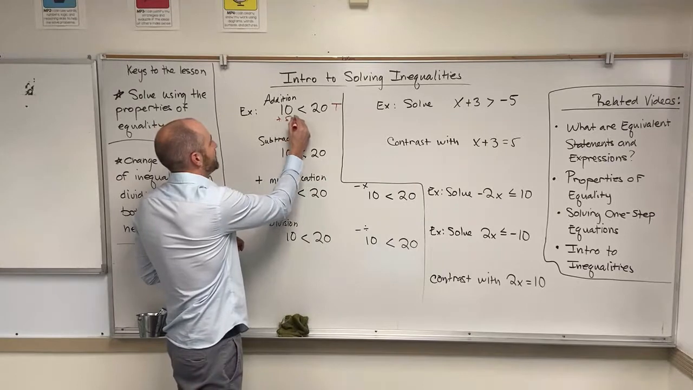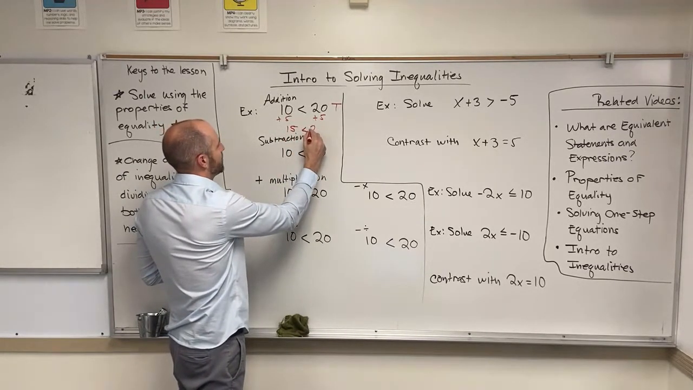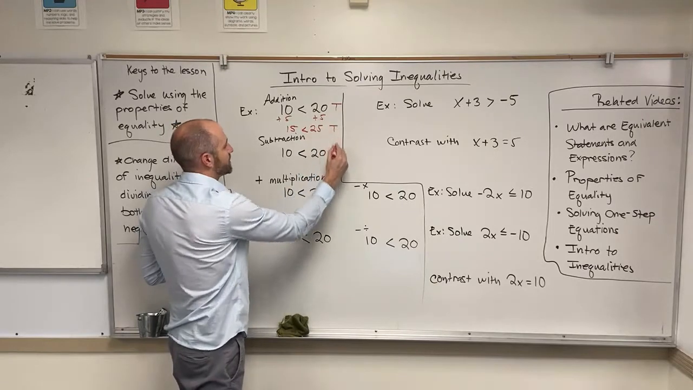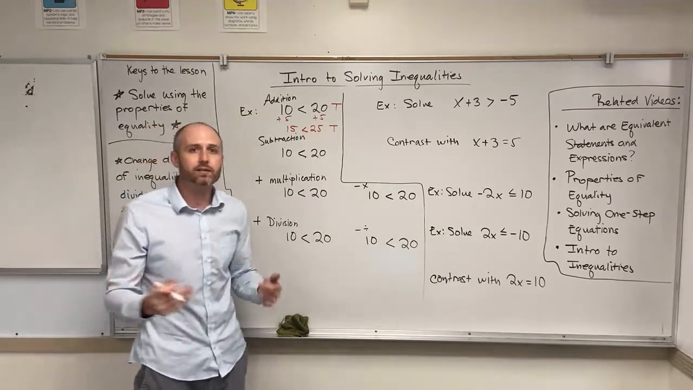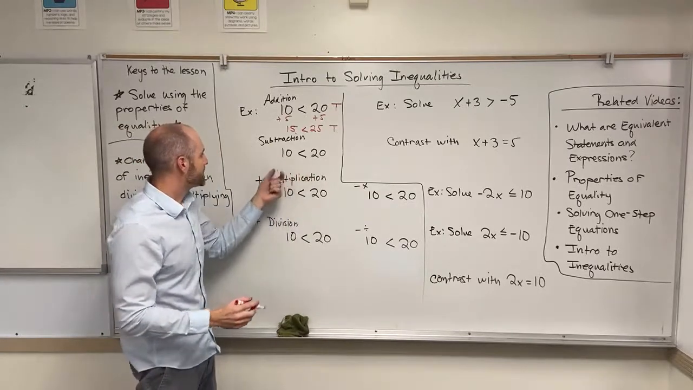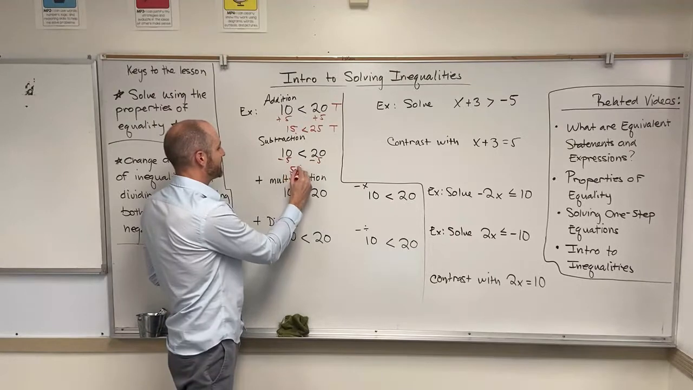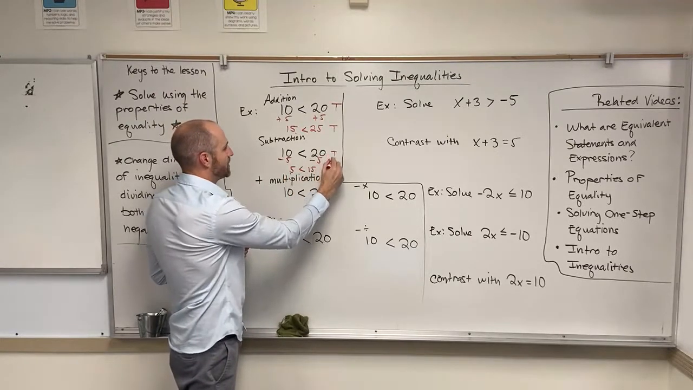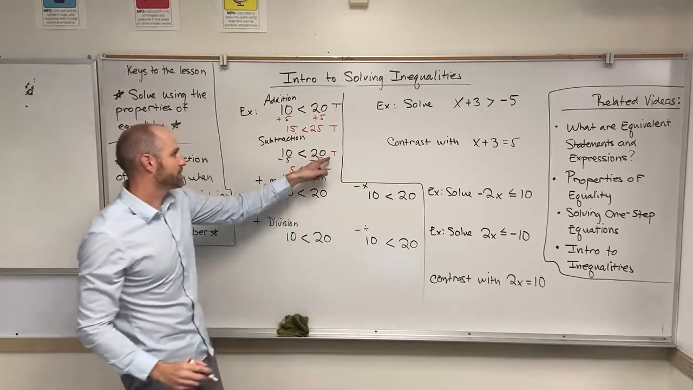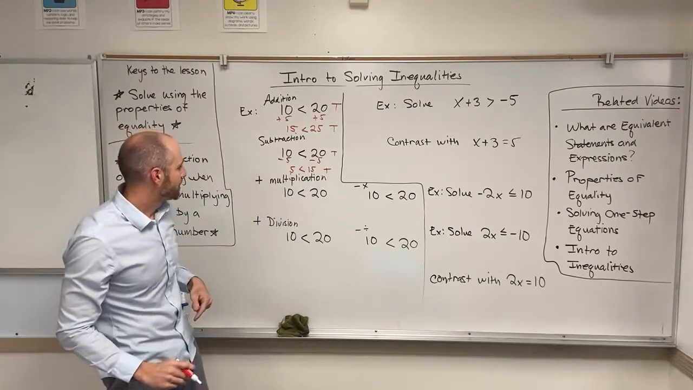If we add 5 to both sides of this statement, then we'll have 15 is less than 25, which is also a true statement. So it maintained its truth. Let's try the same exercise for subtraction. Say we subtract 5 from both sides of the statement. Well, then we get 5 is less than 15, which is also true, right? We started with a true statement, we ended with a true statement by using this property of equality.